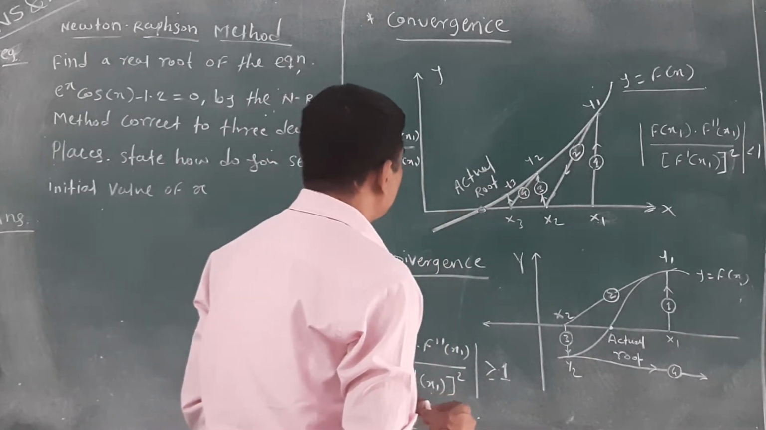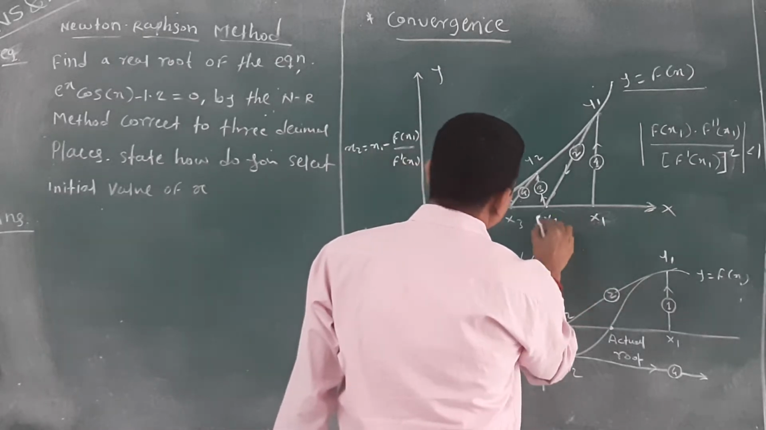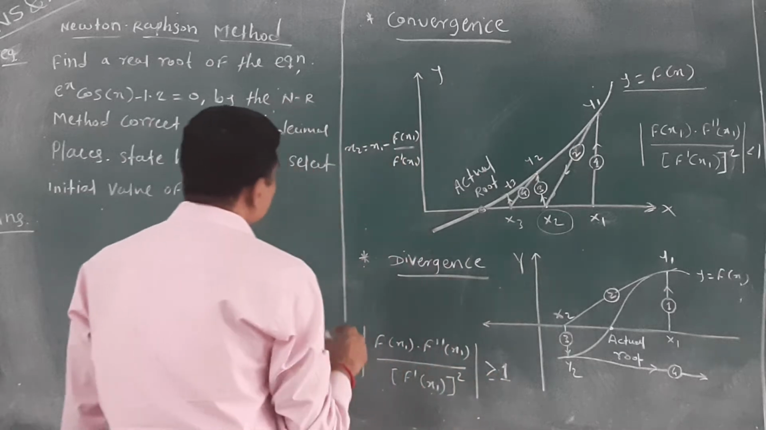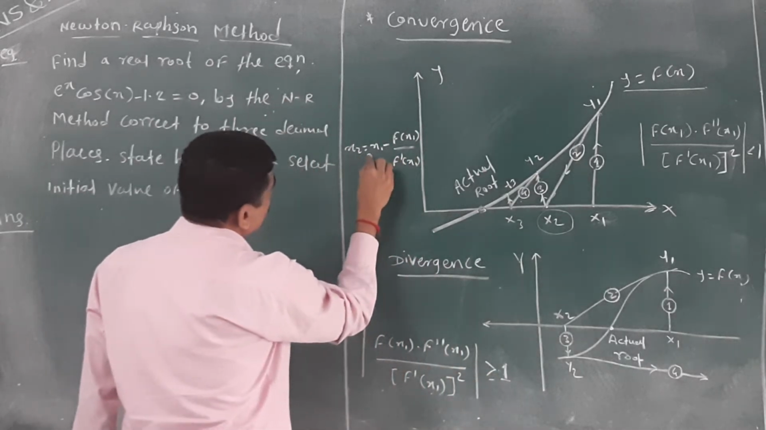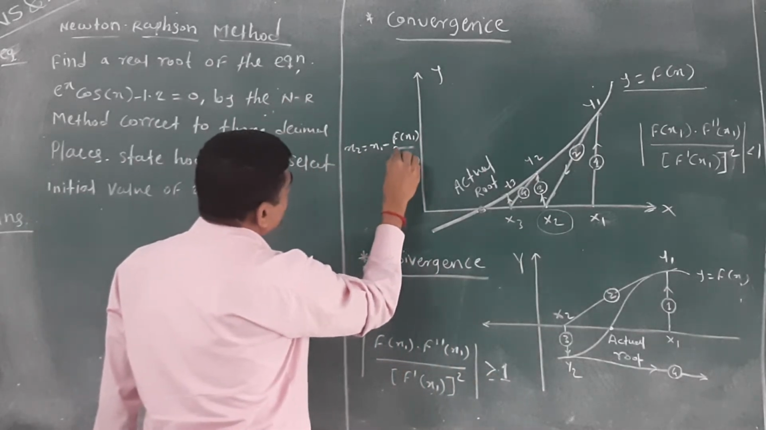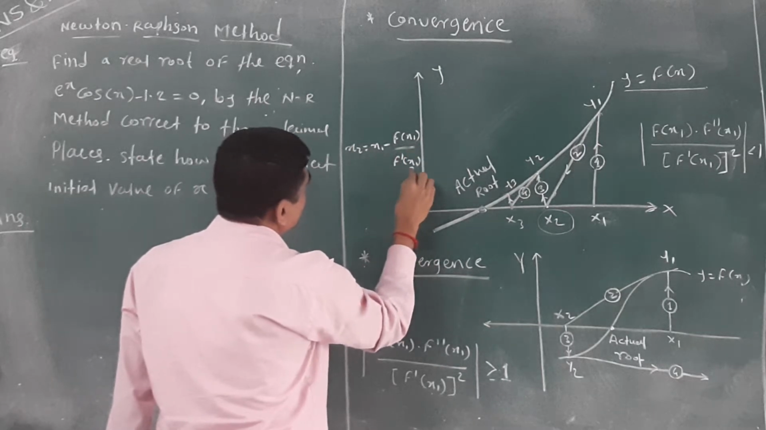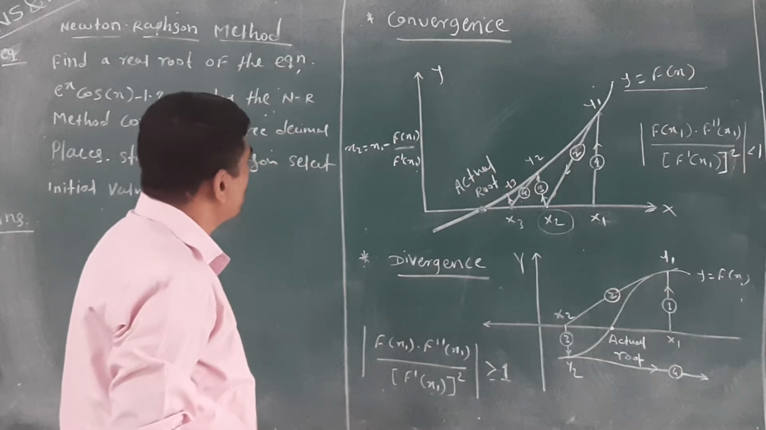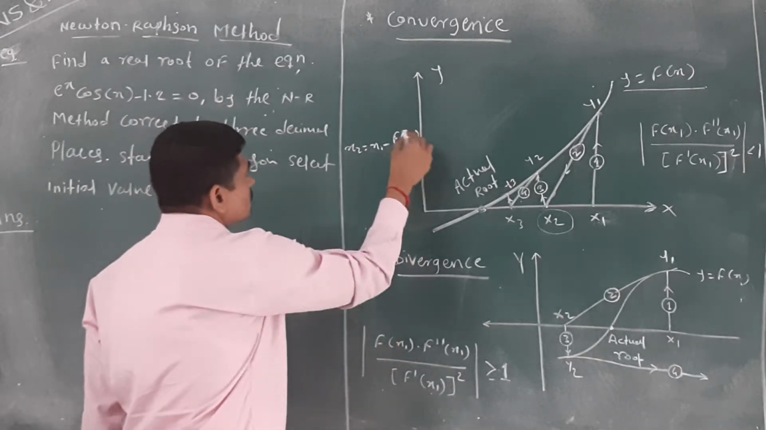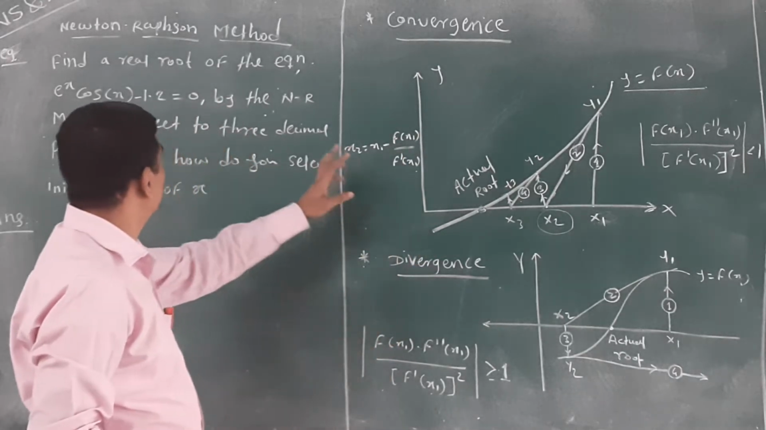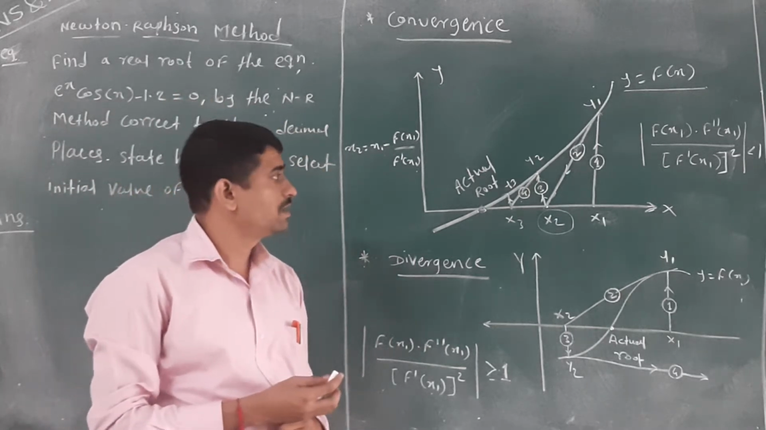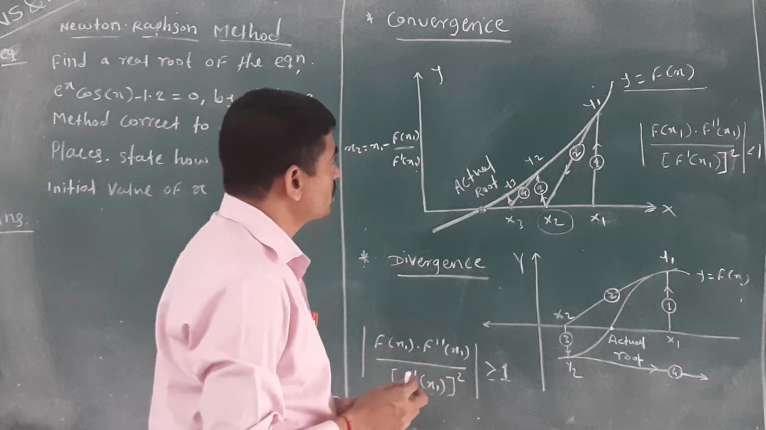The value of root x2 can be calculated with the help of this formula: x2 is equal to x1 minus f of x1 divided by f dash of x1. We have already seen this formula of the Newton Raphson method. But here one condition is given.